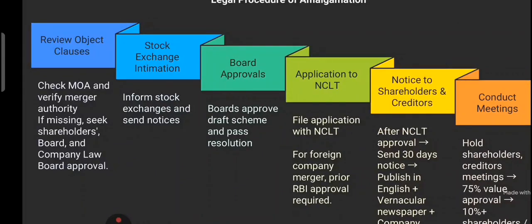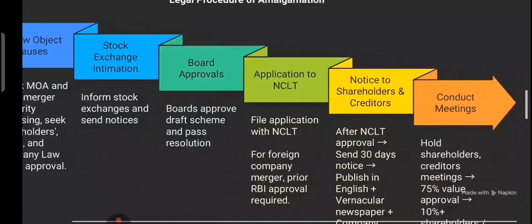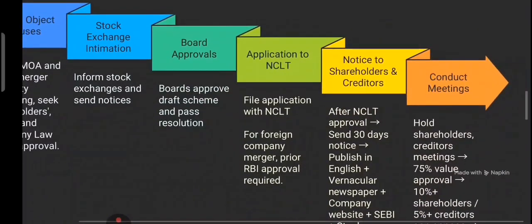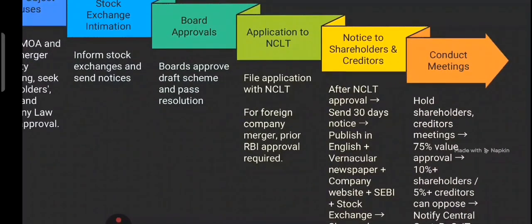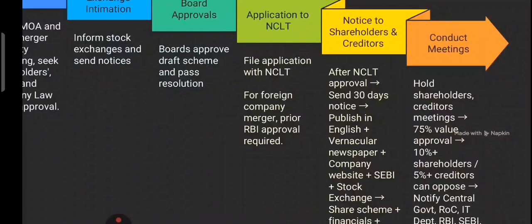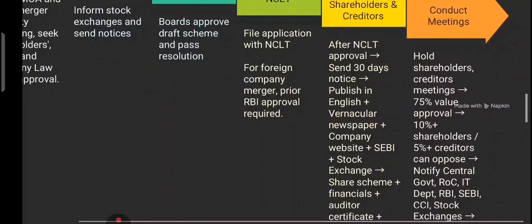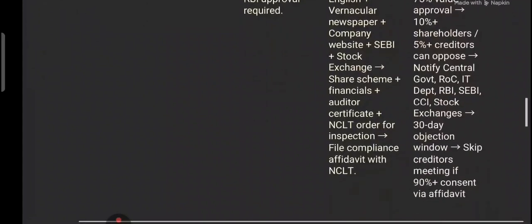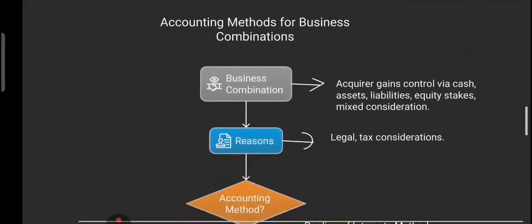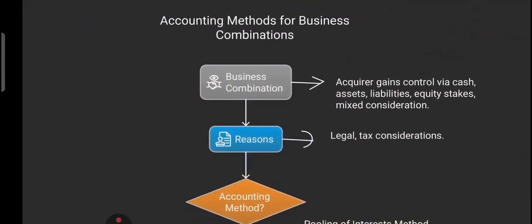So review the object clause, stock exchange intimation, board approval, application to NCLT, 30 days notice, right? Very, very important. And notice to shareholders and creditors, and then the meeting is conducted, and 75% approval is required, right, in the meeting. Now then we have the accounting method for business combination, right?